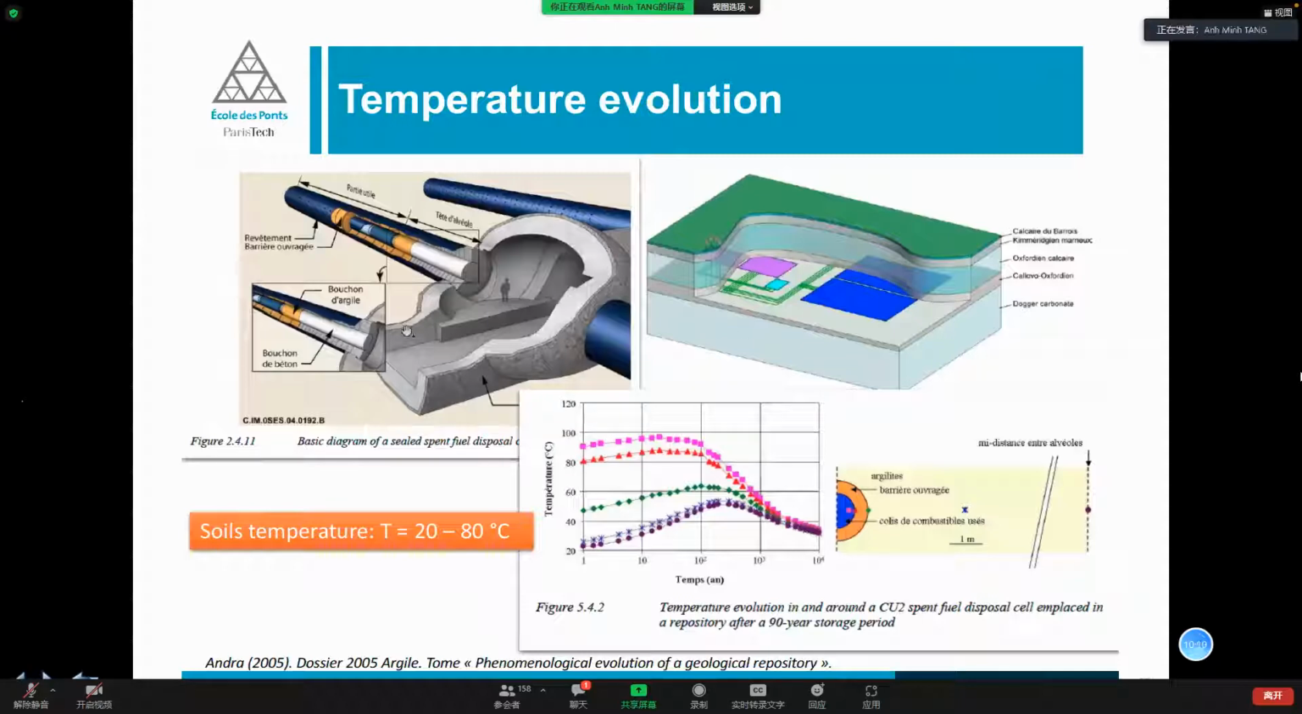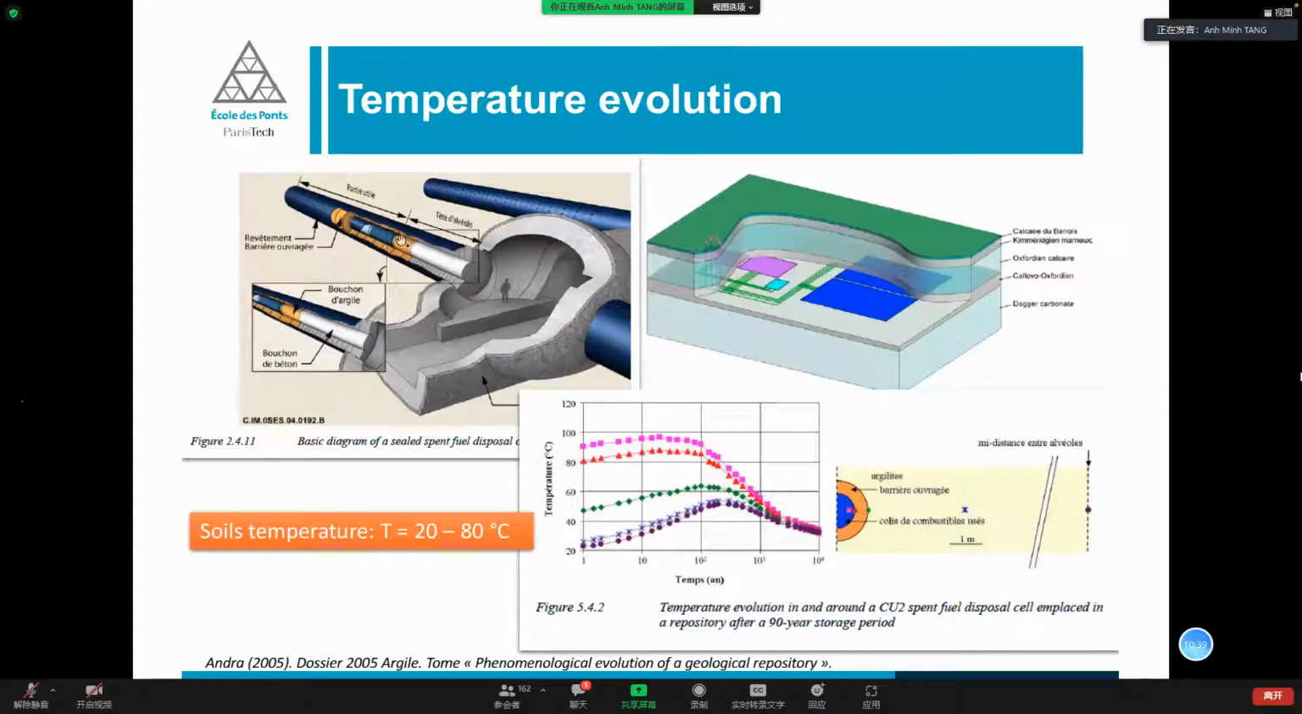We work during a 90-year storage period. That means we fill the waste progressively in this field, and in France they estimate that it will take around 90 years. After these 90 years, they will close the zone. So here is a prediction of what happens after this zone is closed.